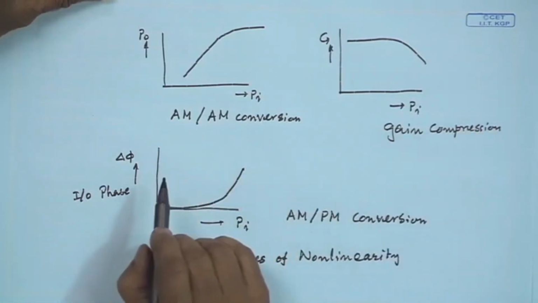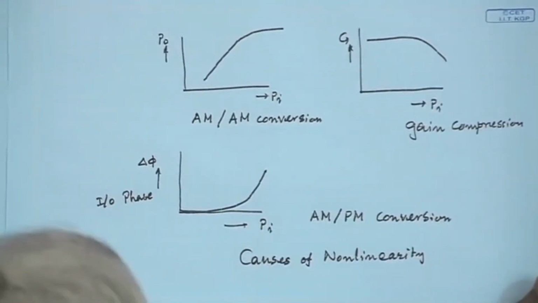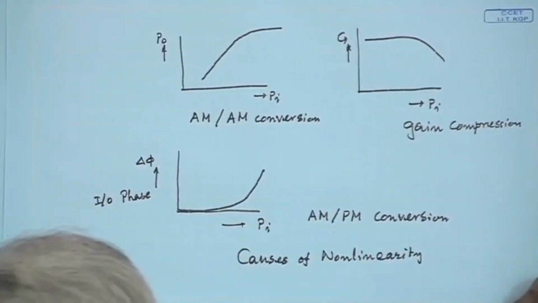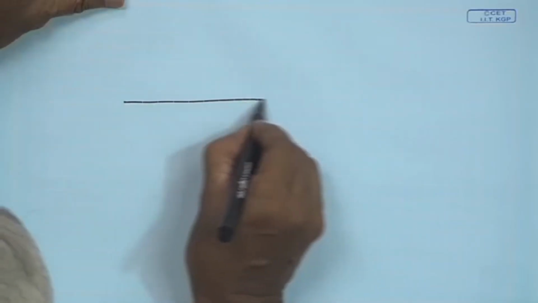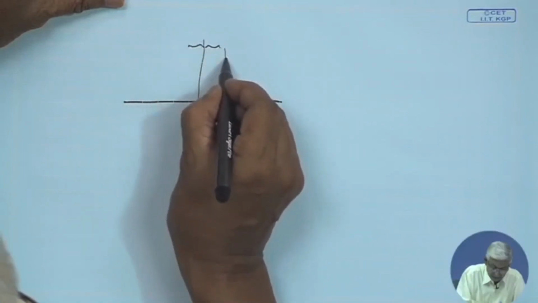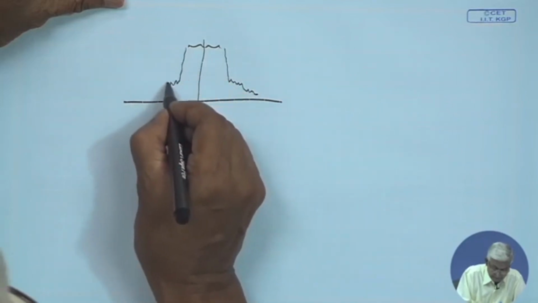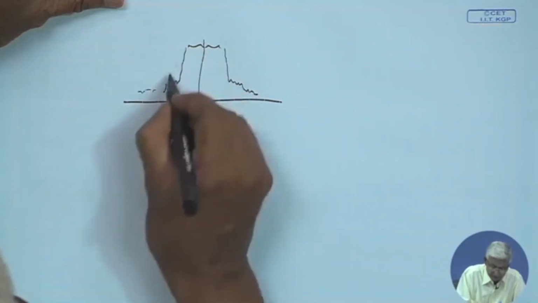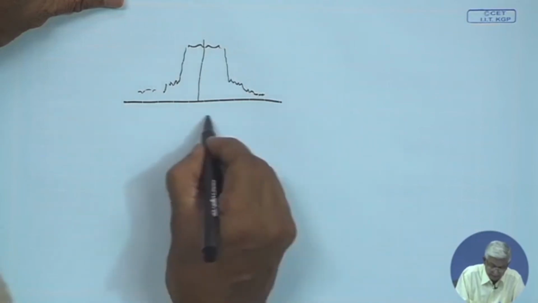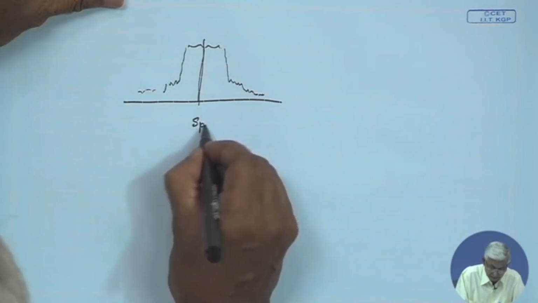AM to AM conversion and AM to PM conversion takes place. Now, because of that, the effects are, if I draw a spectrum, initially the spectrum may look like this. Due to our filtering, it will be like this. This is the spectrum.